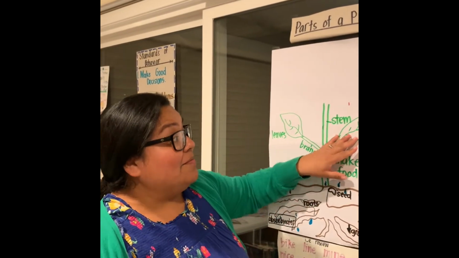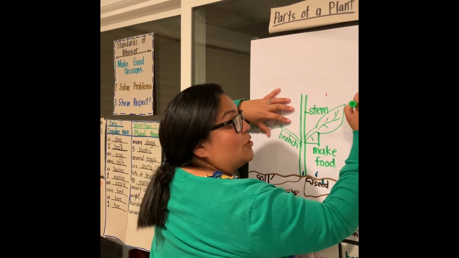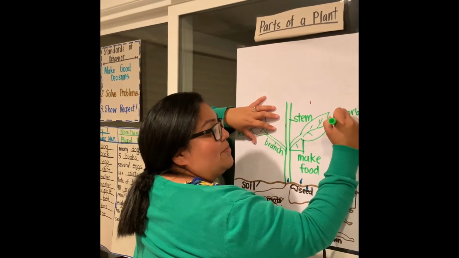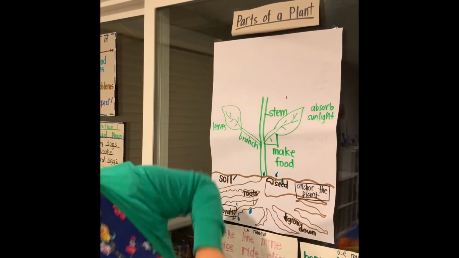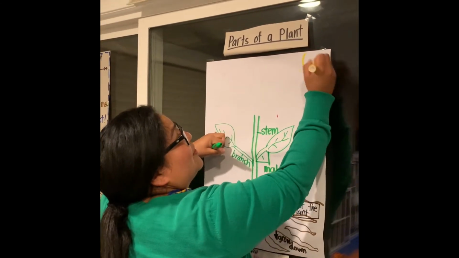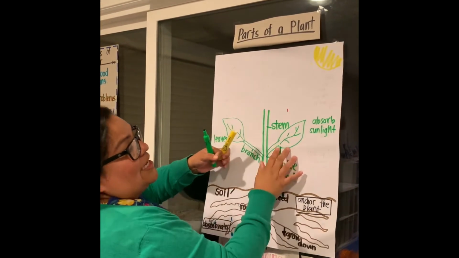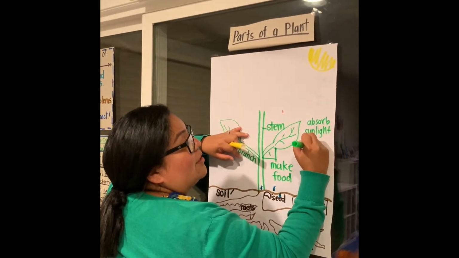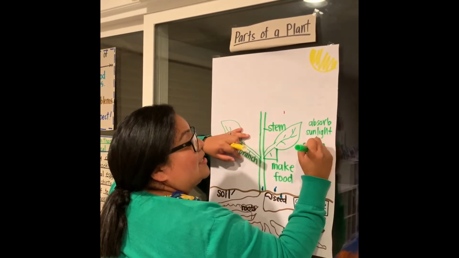Let me tell you how the leaves make food, okay? Well, the leaves also absorb, just like the roots, but the leaves absorb something else. The leaves absorb, say that with me, sunlight. So the sun's up here. I'm gonna draw a quick sun. The leaves absorb the sunlight and they absorb carbon dioxide. Say that with me. Carbon dioxide.